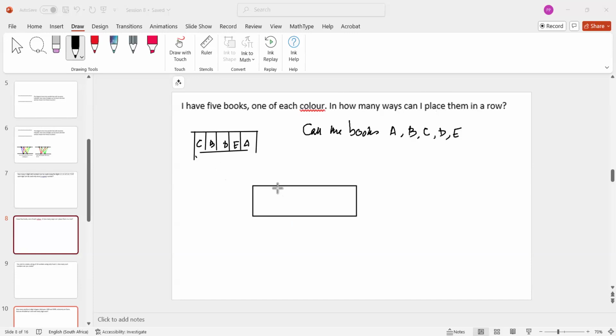I'm not going to put books in this thing here. I'm going to put numbers. The numbers I'm going to put are the number of ways in which you can place the book in any one spot. So in the first spot, right? Suppose I've got the 5 books with me all stacked up on a table.